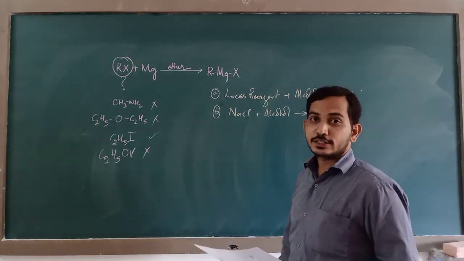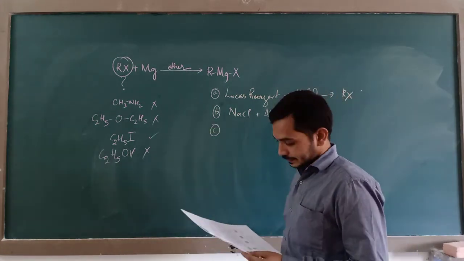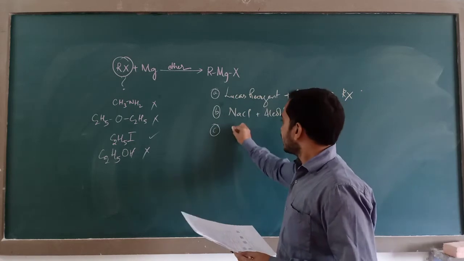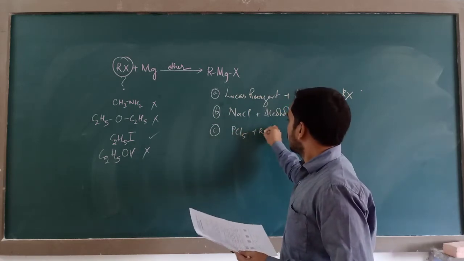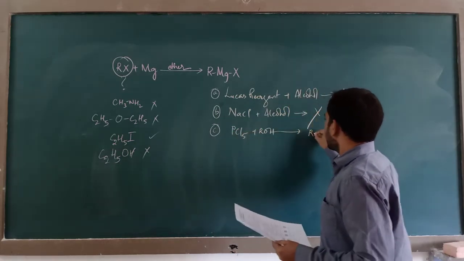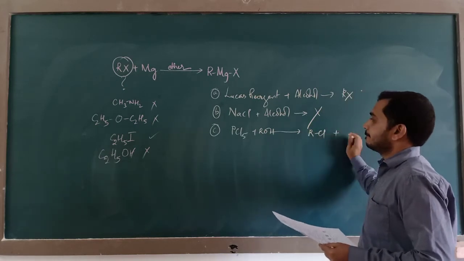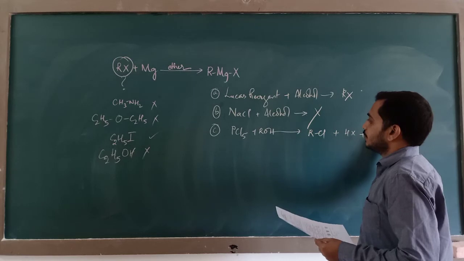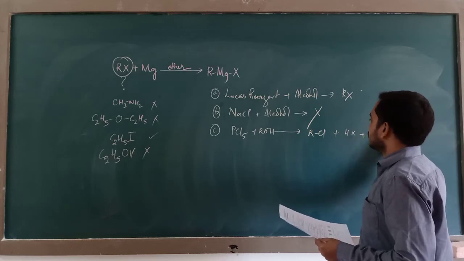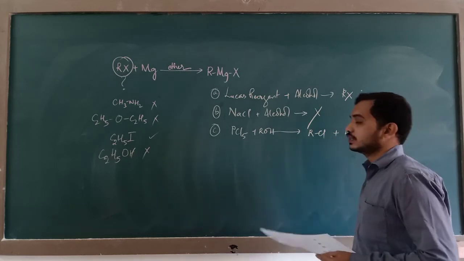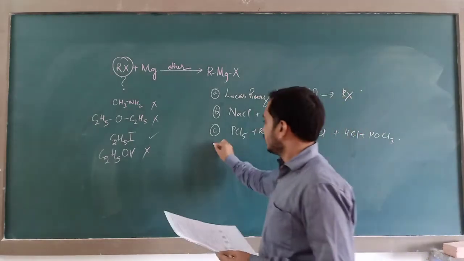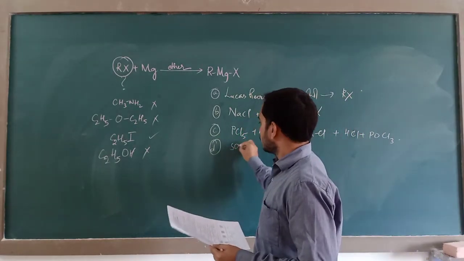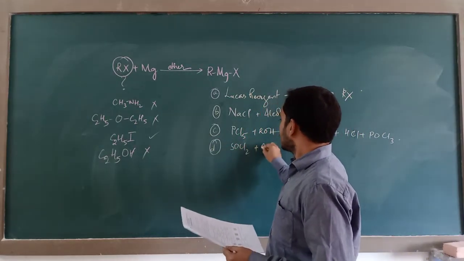No alkyl halides are obtained. Then third, PCl5 plus alcohol. Yes, you will get RCl plus HX plus POCl3, HCl plus POCl3, you will get alkyl halide. Then D option, SOCl2 plus ROH.